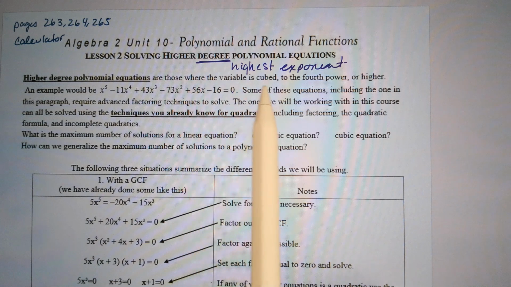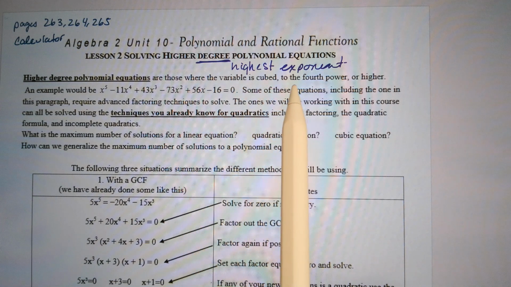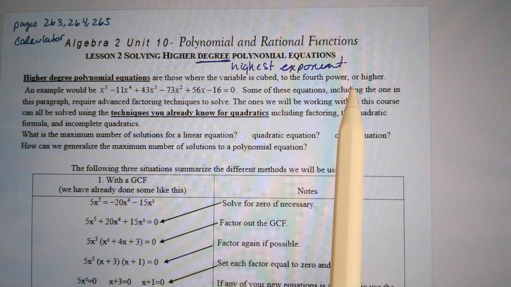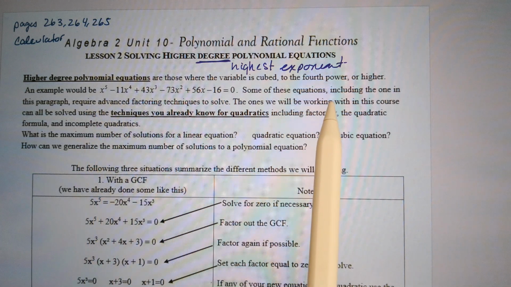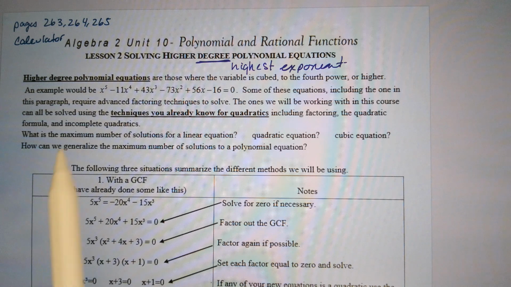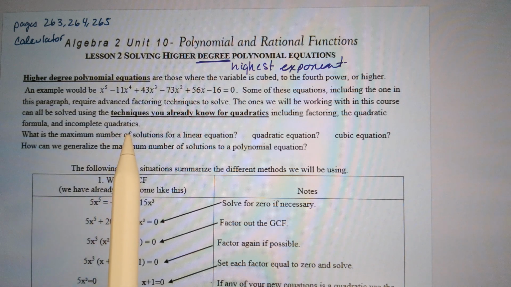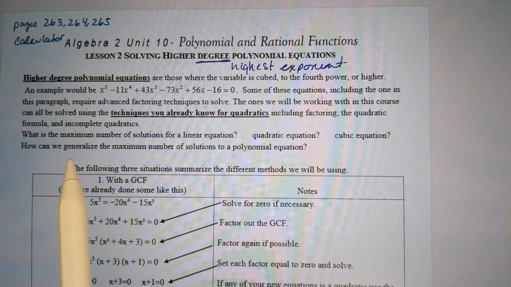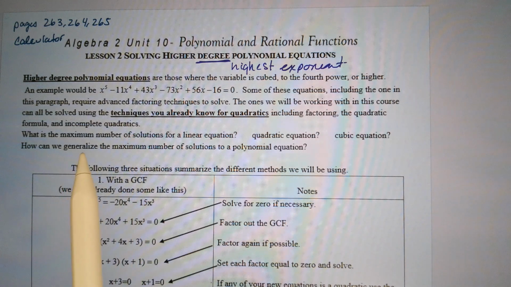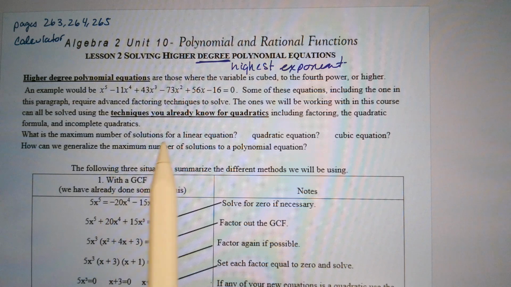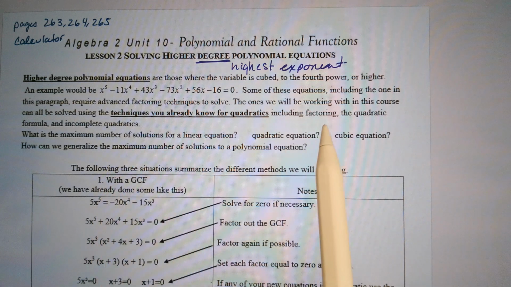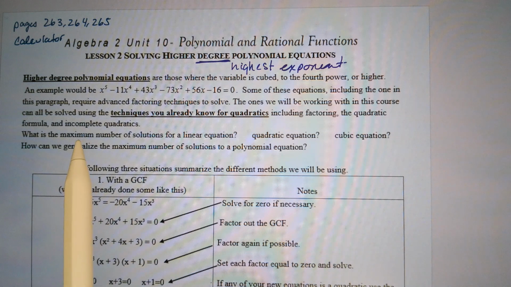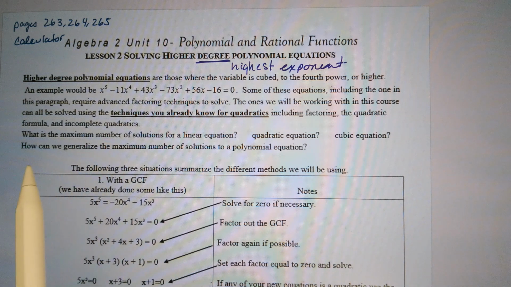There are equations where the variable is raised to the fourth power or higher. An example would be this. Some of these equations, including the one in this paragraph, require advanced factoring techniques to solve. The ones we will be working with in this course can all be solved using the techniques we have already learned and applied in solving quadratics, including factoring, the quadratic formula, and incomplete quadratics.